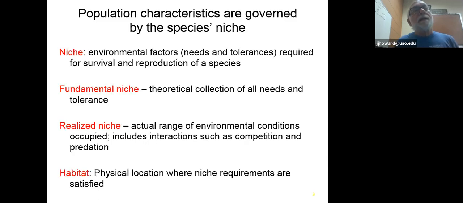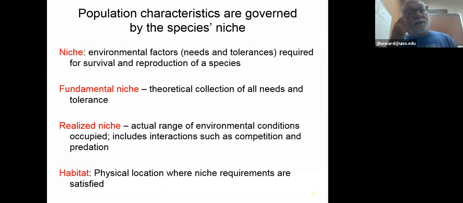Now, the distribution of a species depends on its characteristics. And the characteristics of a species define what its needs and tolerances are. And we call that kind of abstract collection of information the niche. The niche is not a place. The niche is kind of your shopping list. It's the environmental factors required for survival and reproduction of the species. And you can't just survive, you also have to be able to reproduce.